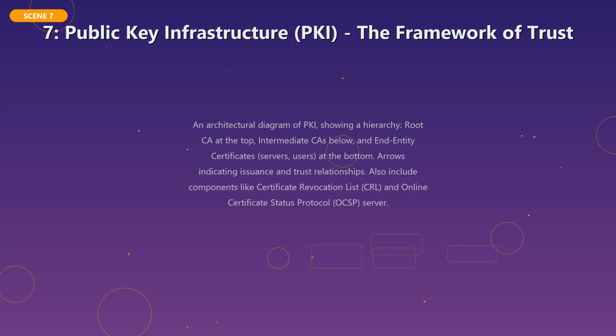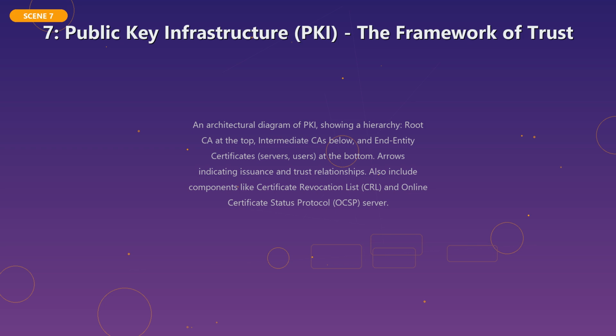Certificate authorities, CAs. These are the trusted entities responsible for issuing and managing digital certificates. We'll delve deeper into them in the next scene. 2. Registration authorities, RAs. These entities verify the identity of certificate applicants on behalf of a CA. They act as an intermediary, ensuring the applicant is who they claim to be before the CA issues the certificate.